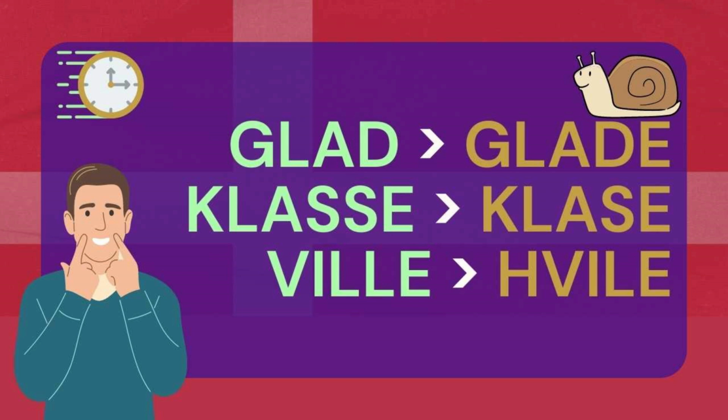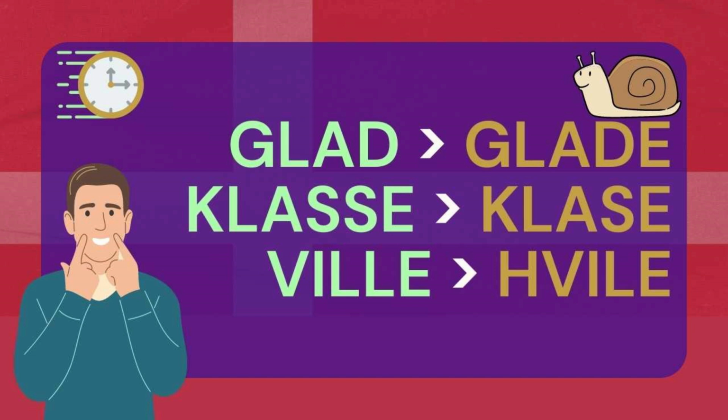If you have, for example, as in the second example here, two consonants after a vowel, as in klasse, you get a short sound. Whereas if you have one consonant after the vowel, you get a longer sound. It applies to the first one as well, because we have glad, one consonant, glad, a long sound. Klasse, short, klæse, long. Ville, short, hvile, long.